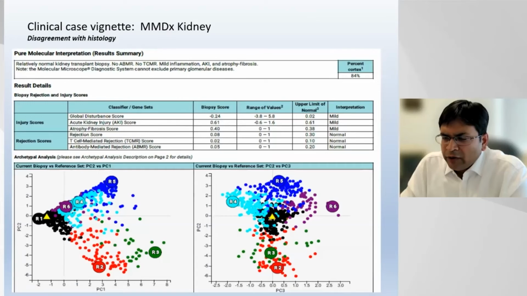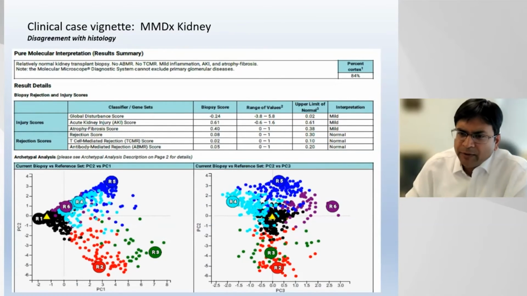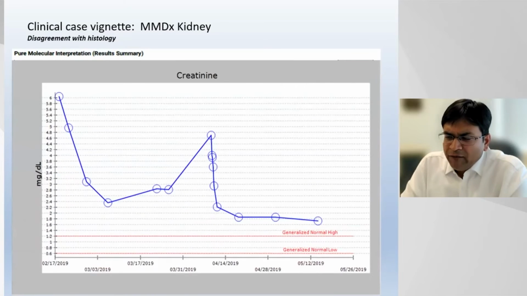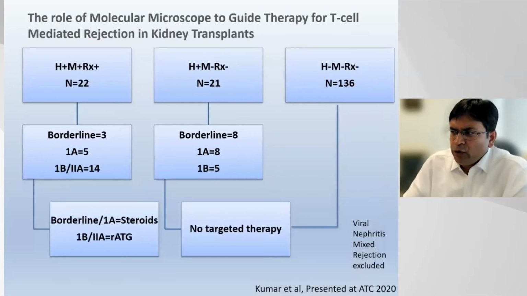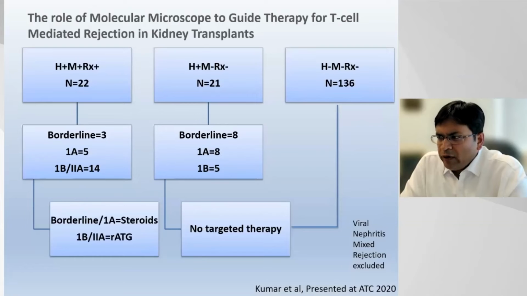So given the clinical context of somebody who has GI illness, we assumed that his AKI was because of that as opposed to rejection, and he was not treated with any specific therapy. And you can see this is what happens to his kidney function here. Without any specific therapy for rejection, his creatinine improves and goes down to a very nice level, even below his initial baseline.